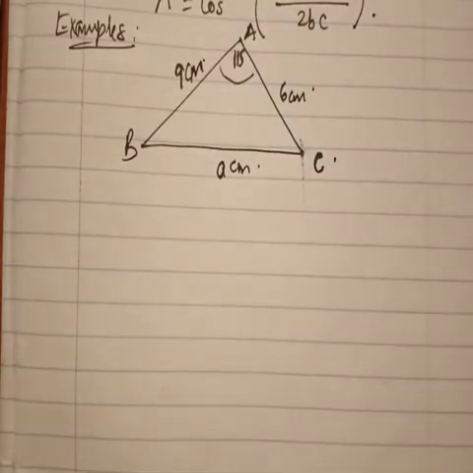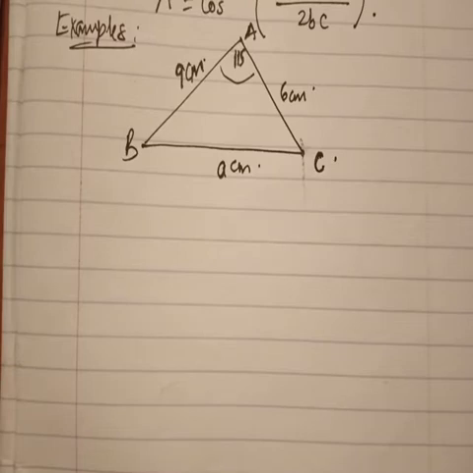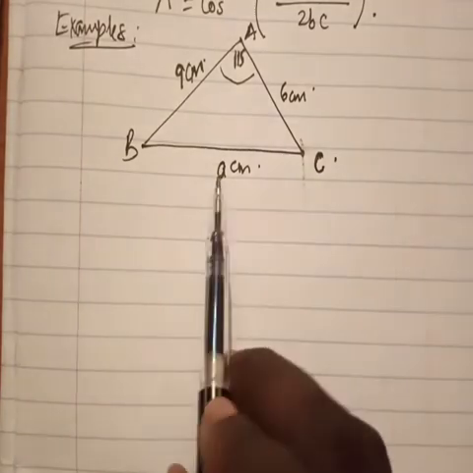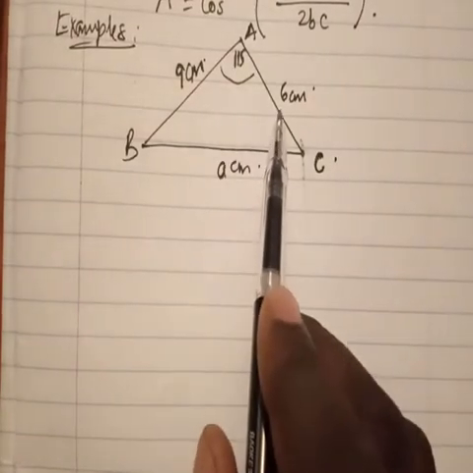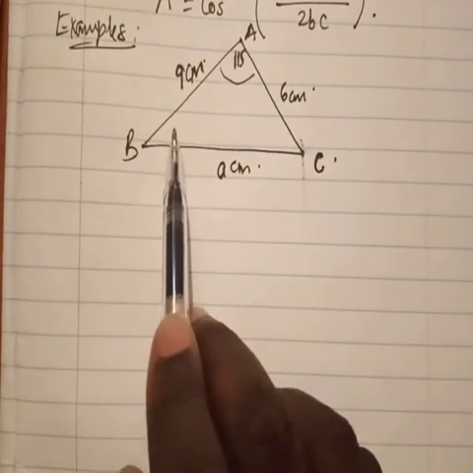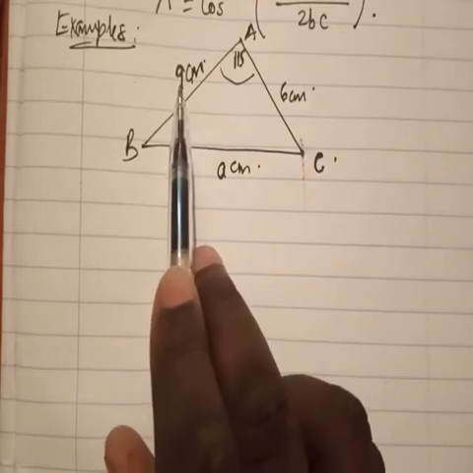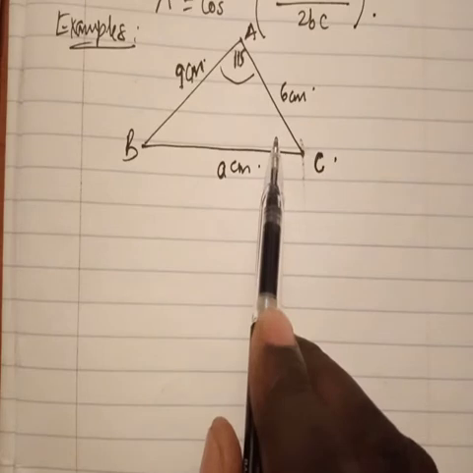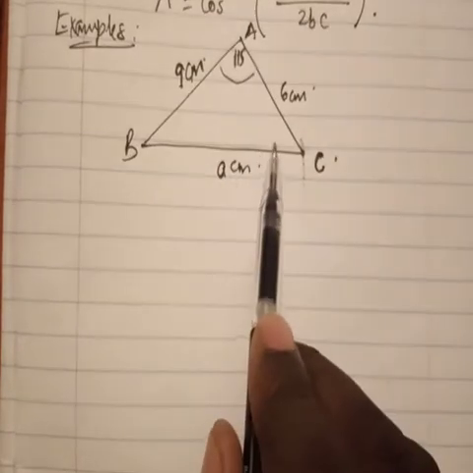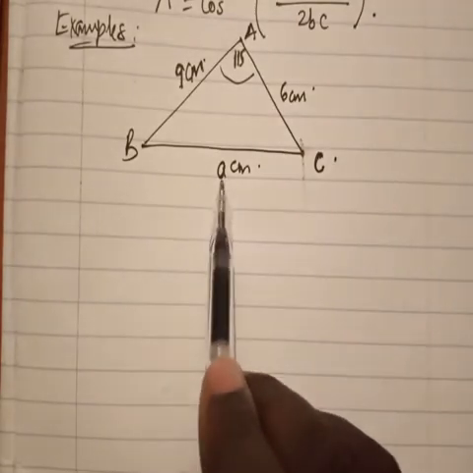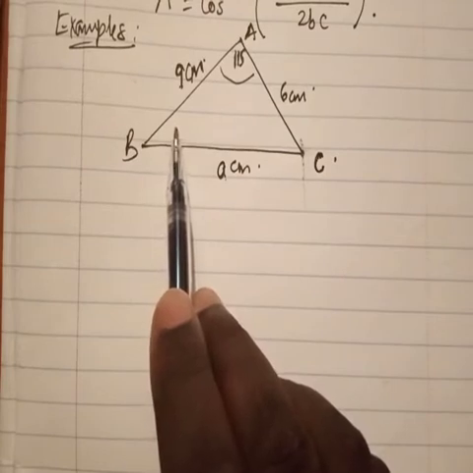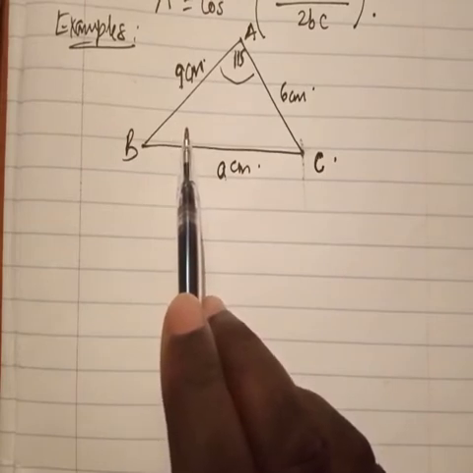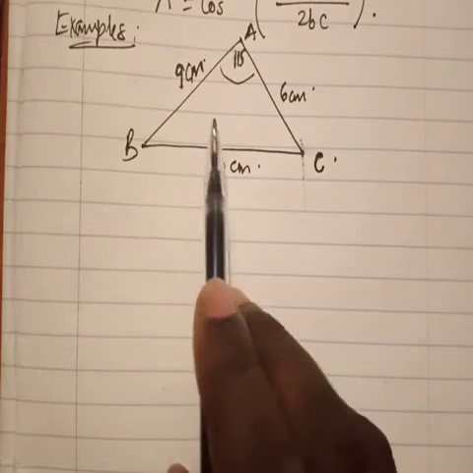Because we already know how to use the sine rule, it becomes very difficult to use it here. As much as we know this is a over sine 115, we have 6 over sine of an angle that we don't know, or 9 over sine of an angle that we don't know. We cannot have this unknown and this unknown, so basically we'll be having two unknowns. So the sine rule is not going to apply here.